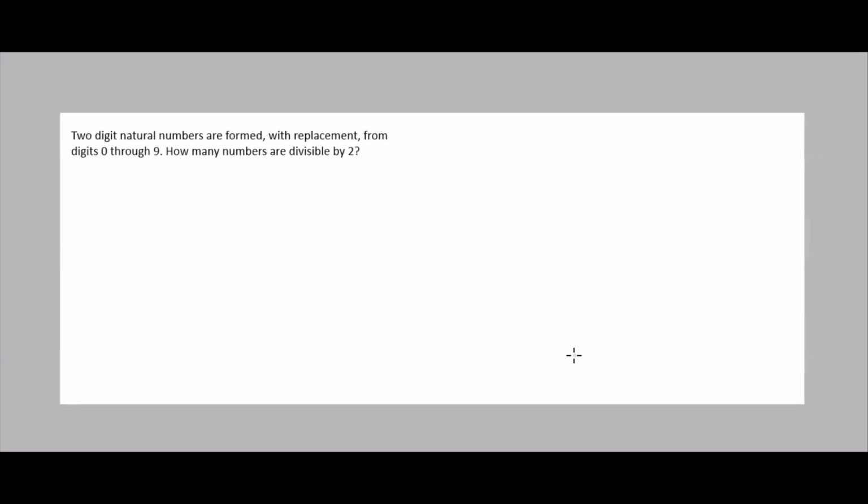Okay. Hi, everybody. So we're going to take a quick look at a question that was sent over by a student. And the question is, two-digit natural numbers are formed with replacement from digits 0 through 9. How many numbers are divisible by 2?